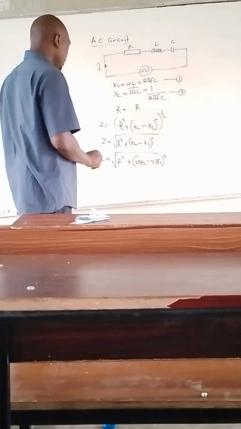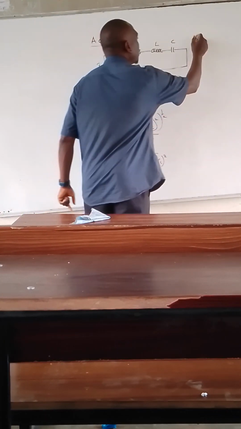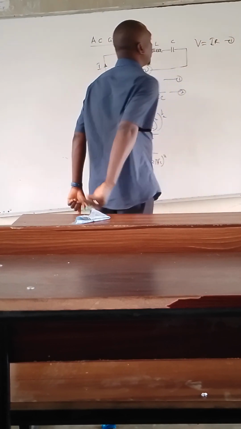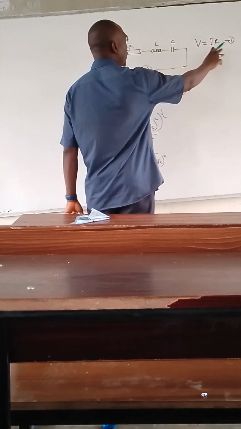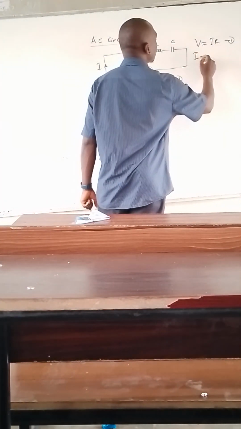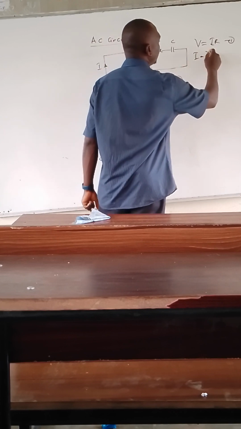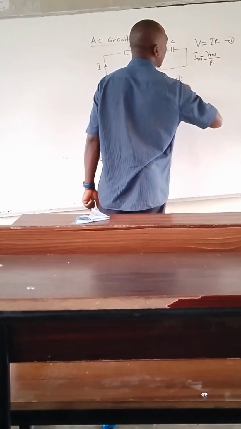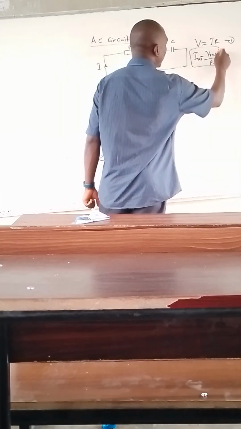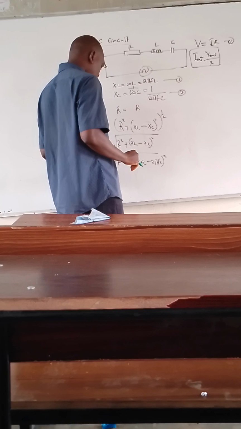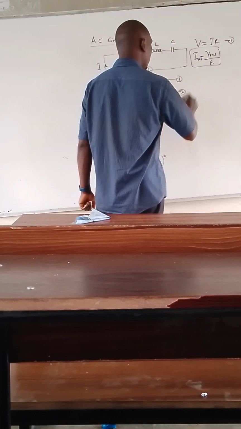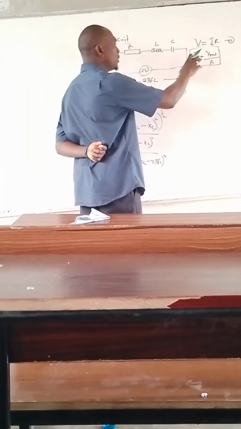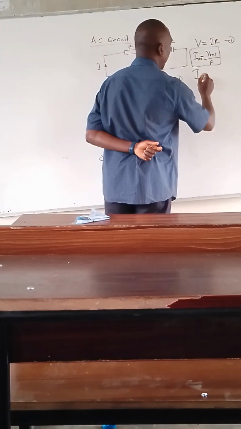In a nutshell, we can also derive this equation and say V is equal to IR. We have equation 1, right? So where we make I the subject, I is equal to V root mean square over R, as the case may be. We can also have this in the form of root mean square.